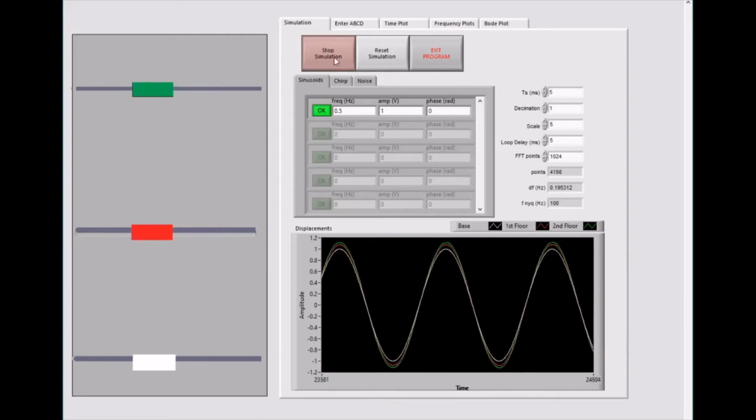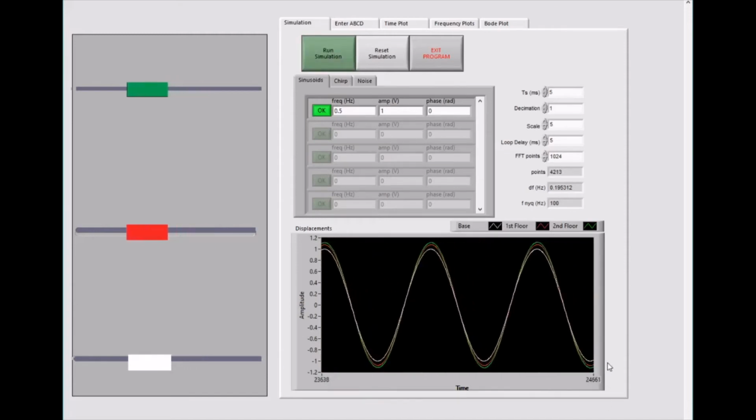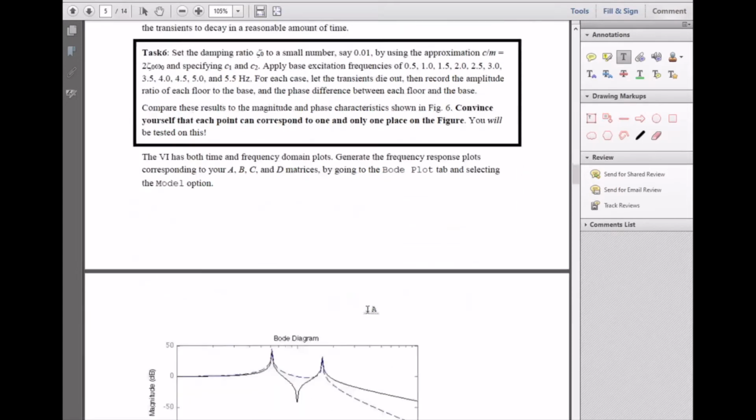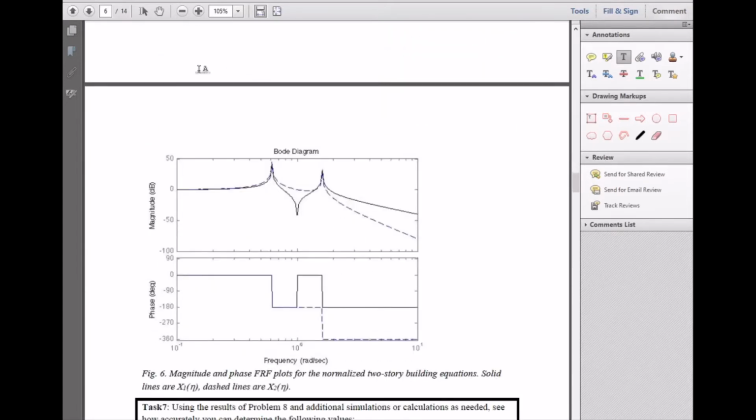So I can stop for now, and I'm going to check the worksheet one more time. It says for each case, let the transients die out, then record the amplitude ratio of each floor to the base and the phase difference between each floor and the base. Compare these results to the magnitude and phase characteristics shown in figure 6. And figure 6 is your Bode plot.